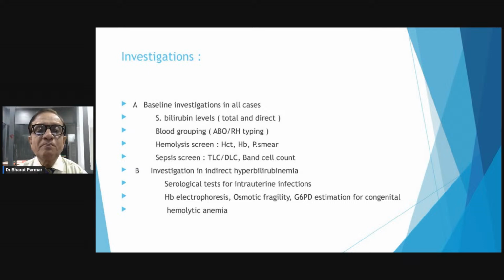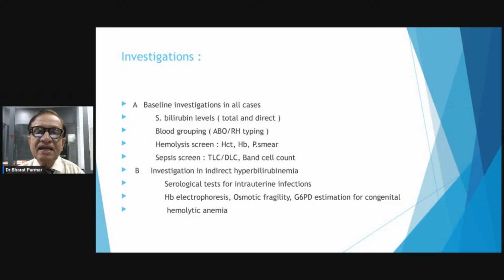Investigation in case of neonatal jaundice. The baseline investigations in all cases include serum bilirubin, total bilirubin and direct bilirubin; blood grouping, ABO and Rh typing; hemolytic screen, hematocrit level, hemoglobin and peripheral smear; and the sepsis screen, total leukocyte count, differential count and band cell count.